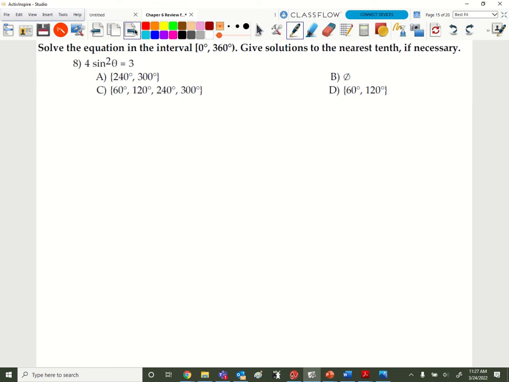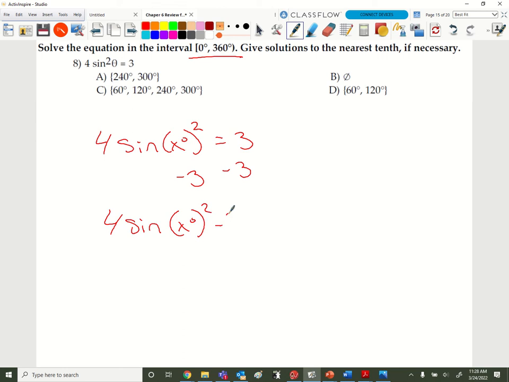All right, anyway, so we're going to plug this one in, and this one here is specific for 0 to 360. So 4 sine squared, and let's make this equal to 0 first. 4 sine, and I'm going to put this in correctly now. X degrees, close, square equals 3. To be able to plug this in the calculator, I have to have it equal to 0. So I'm subtracting 3 from both sides. There we go.